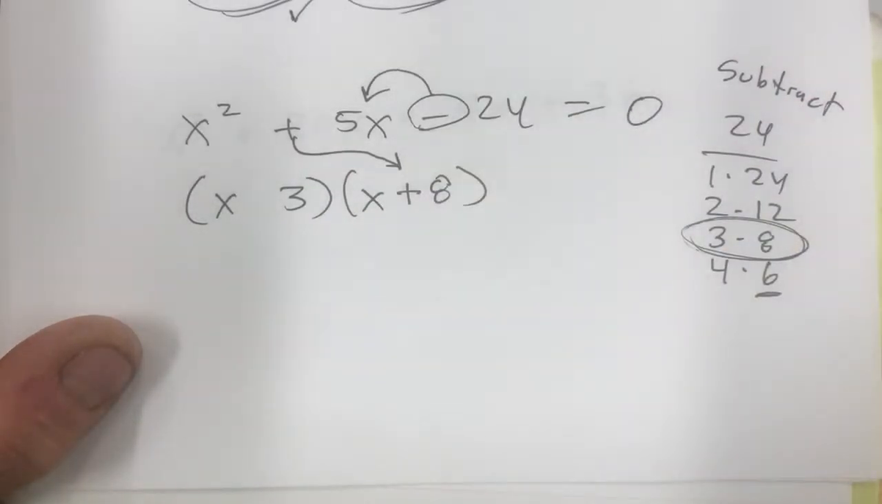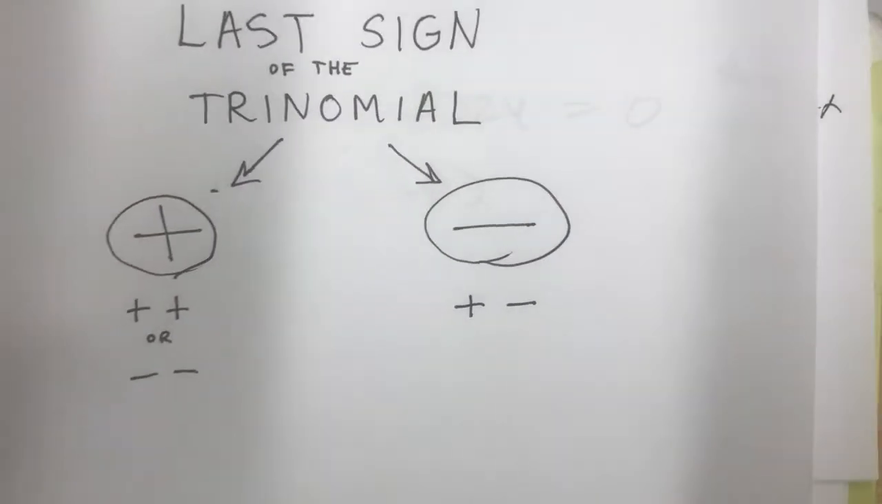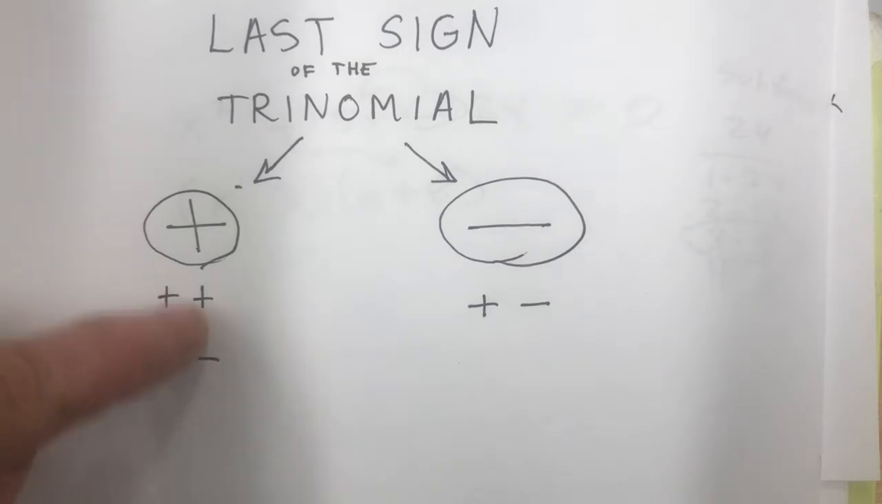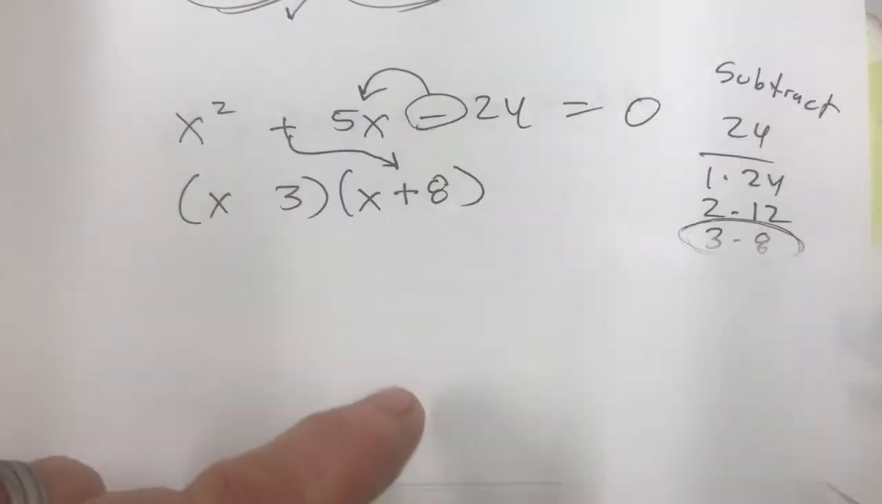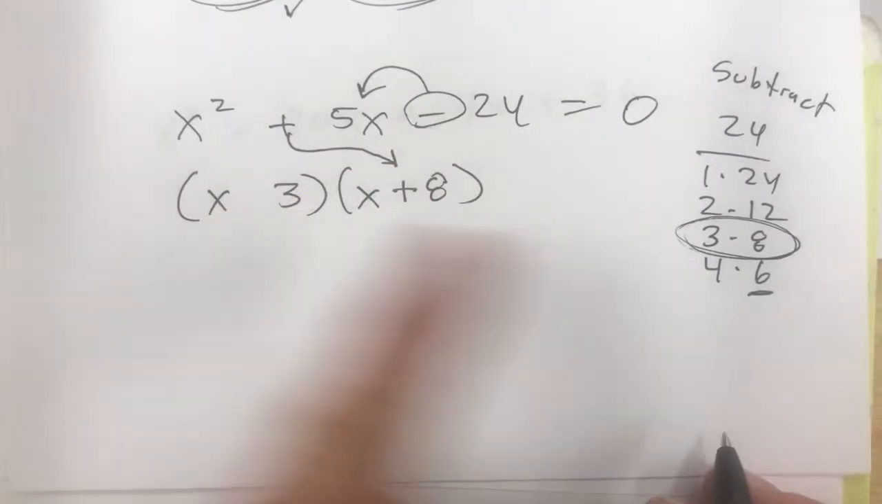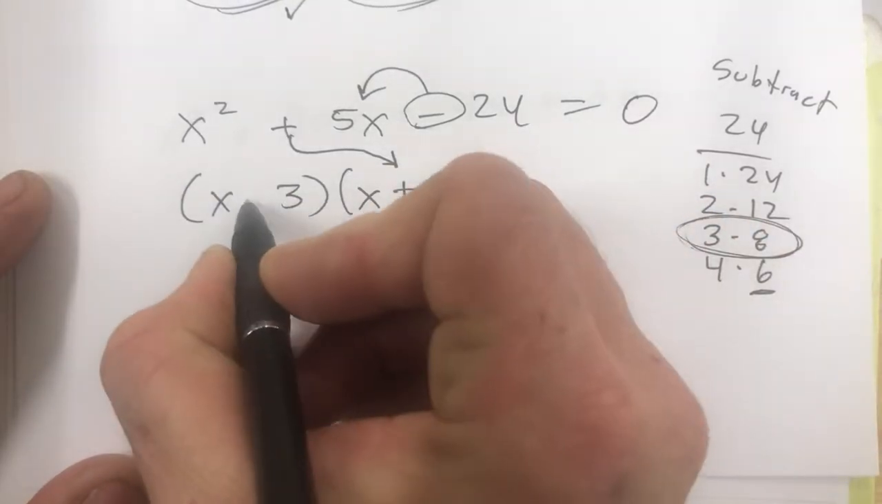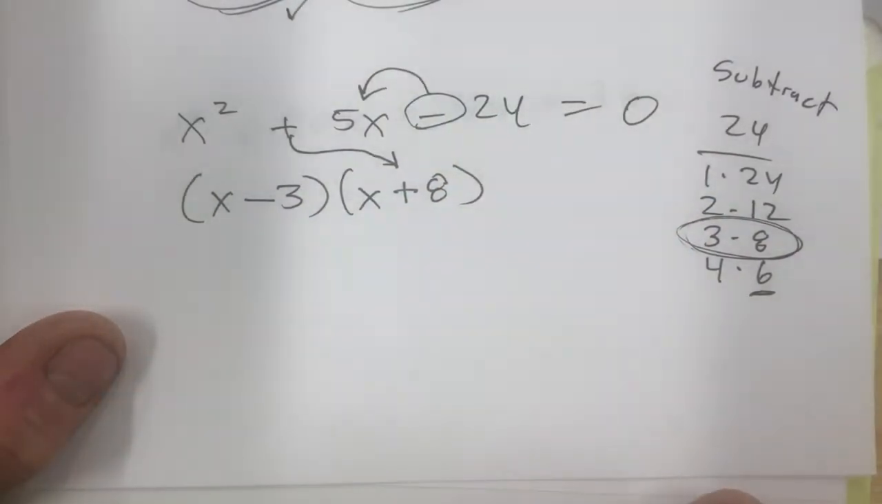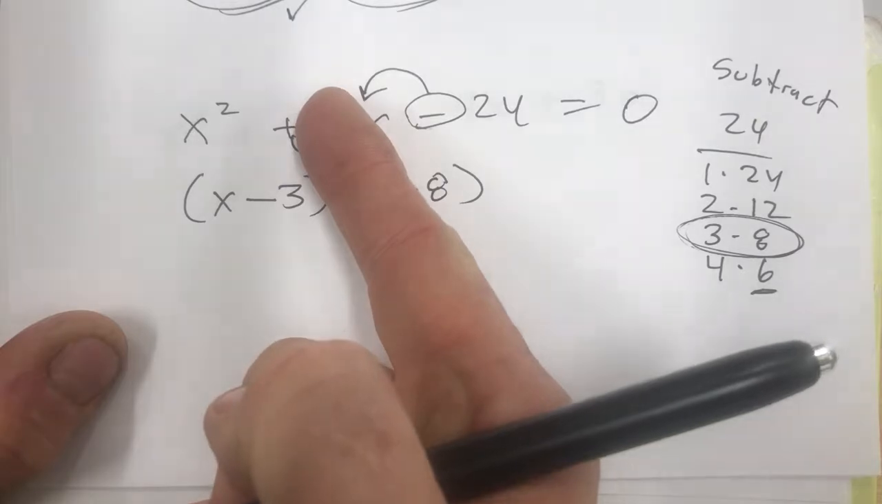And then my last sign, again now, the last sign, if it's a positive, they're both the same. If it's a negative, they're opposites. And my last sign's a negative, so these have to be opposites. So that's already a plus. This has to be the opposite. It has to be a minus. Okay, and there's my factors for that trinomial.